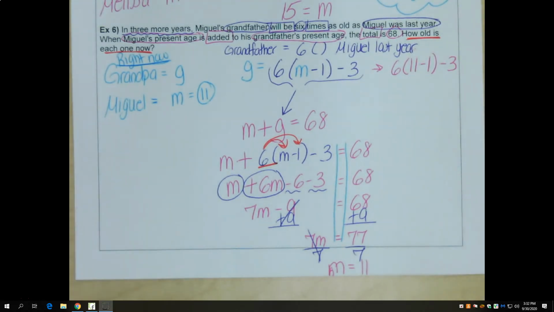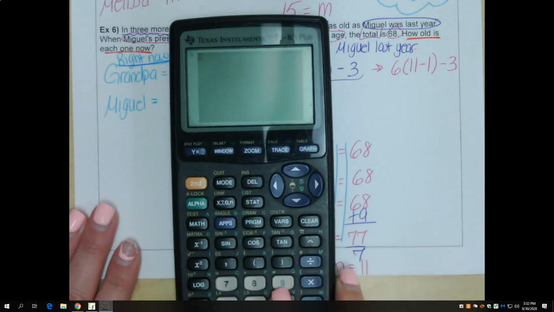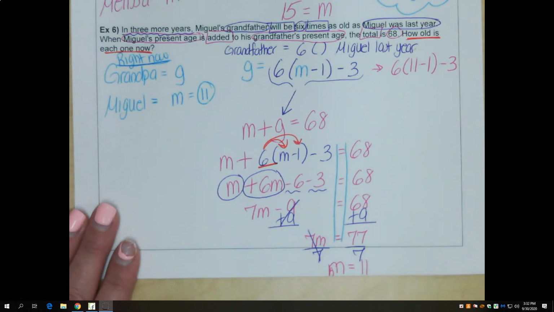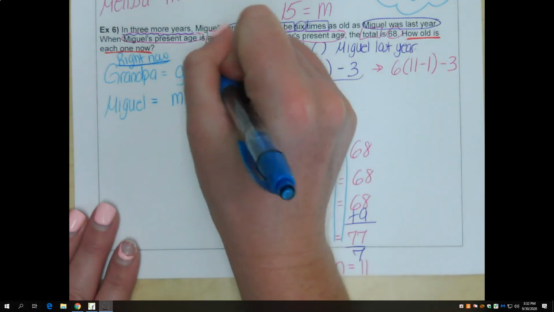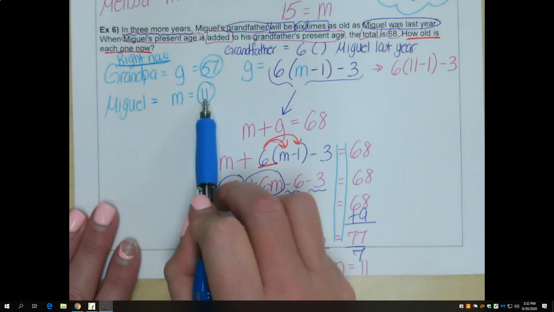Okay, when we type that into our calculator, this is a little tricky, so I'm going to show you how you would type it in. Here we go. I'm going to do 6 parenthesis, 11 minus 1, close the parenthesis, minus 3. And I get 57. So how old is the grandfather? He would have been 57 years old. And again, Miguel is 11 years old.